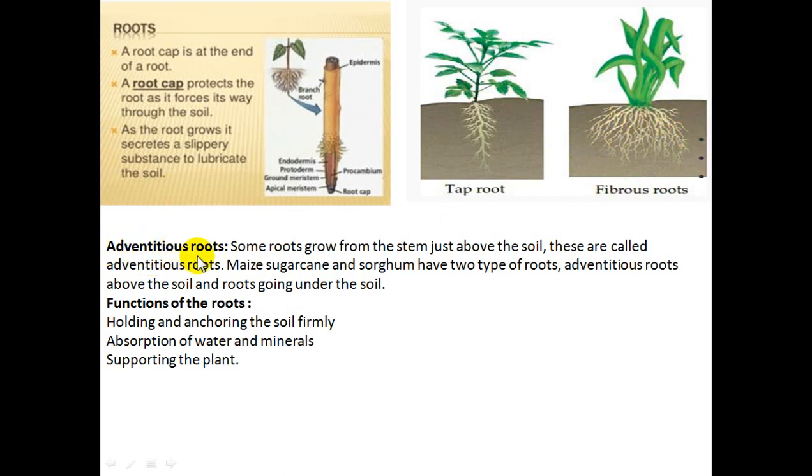Now, adventitious root: some roots grow from the stem just above the soil. These are called adventitious roots. Maize, sugarcane, sorghum have two types of root: adventitious roots above the soil and the roots going under the soil. Okay, what is an adventitious root? Some roots grow from the stem above the soil.